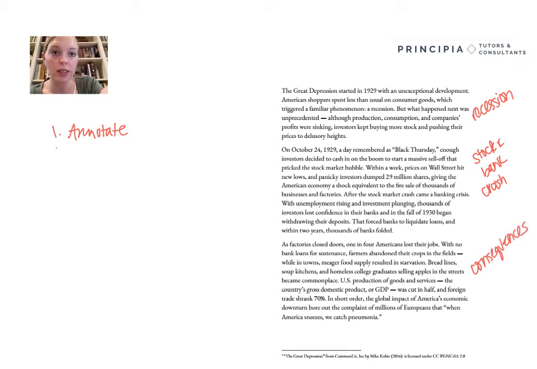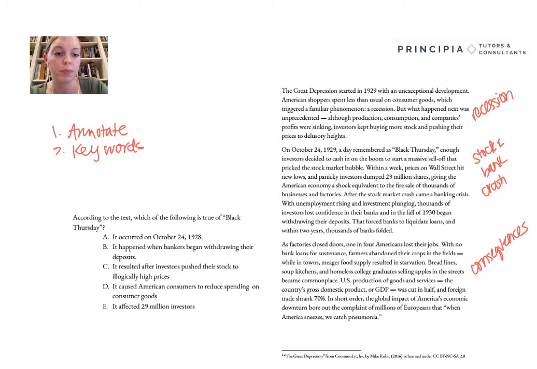All right, so now our second step is to check for keywords in our question. Let's take a look at that question. Our question says, according to the text, which of the following is true of Black Thursday? It's pretty clear that Black Thursday is going to be our keyword. So go ahead and skim back over the text. Where do you see Black Thursday mentioned? Well, I see it mentioned at the very beginning of the second paragraph right there. So I'm going to look slightly before and slightly after it as I'm skimming and scanning for evidence.